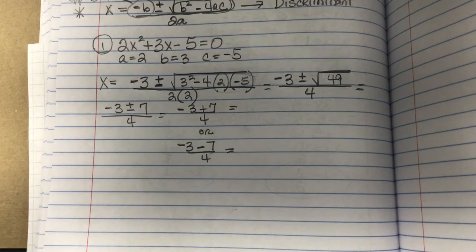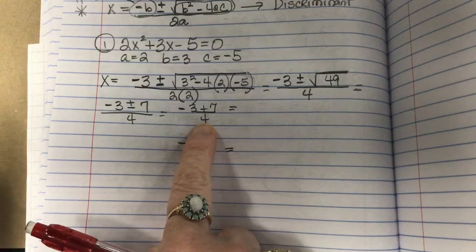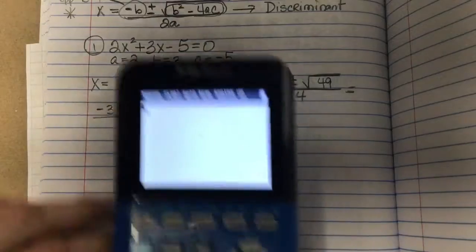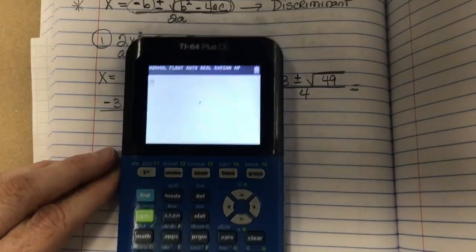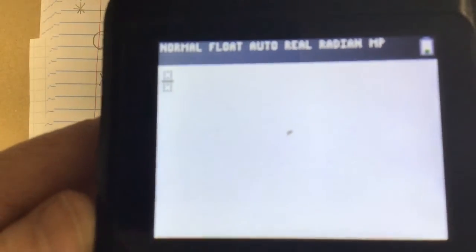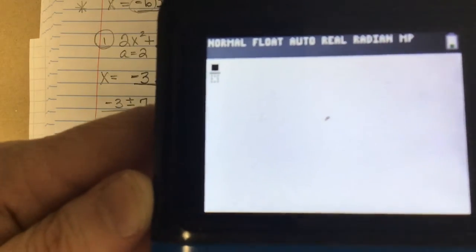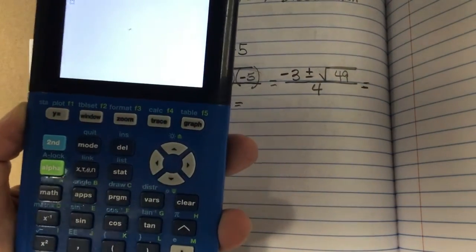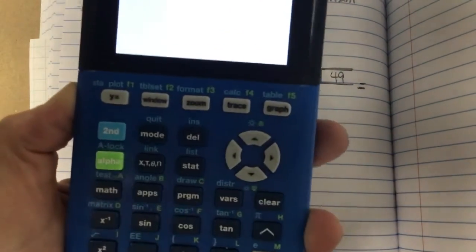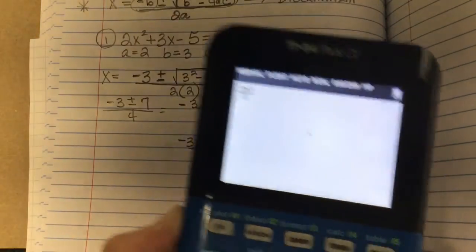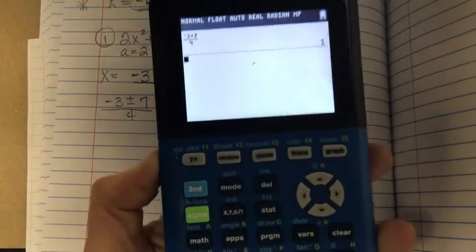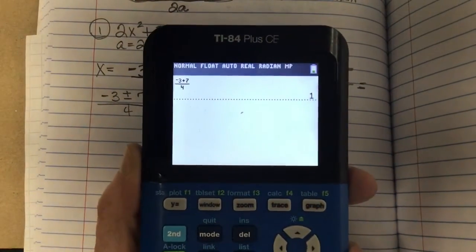If you want to do them on your calculator, say they are a little bit harder arithmetic, then I'm going to do them with that fraction key. Now, if your calculator is updated, it's alpha x. Remember this key? -3 on top plus 7 over 4 gives me 1. And now you can retype that, or you can copy and paste.